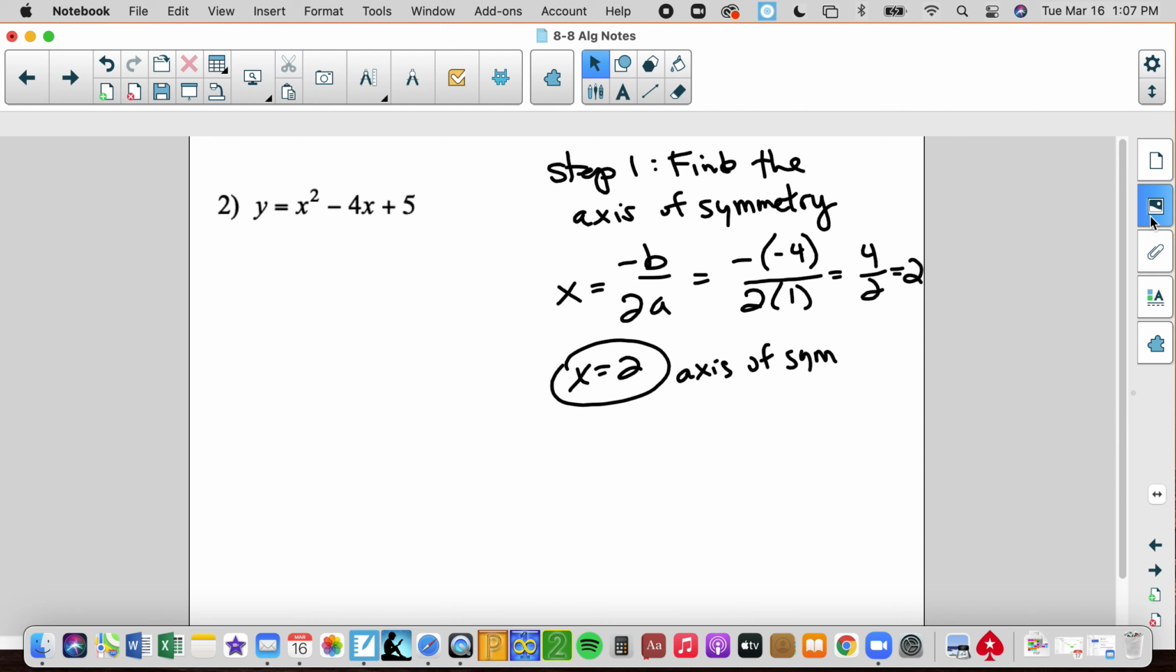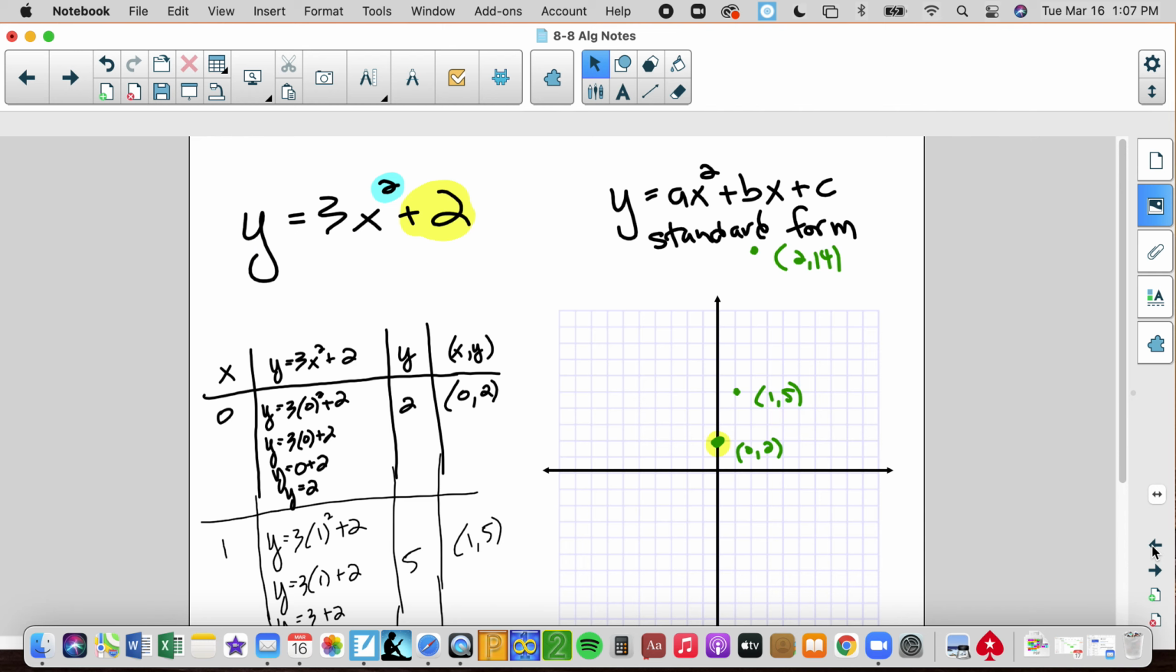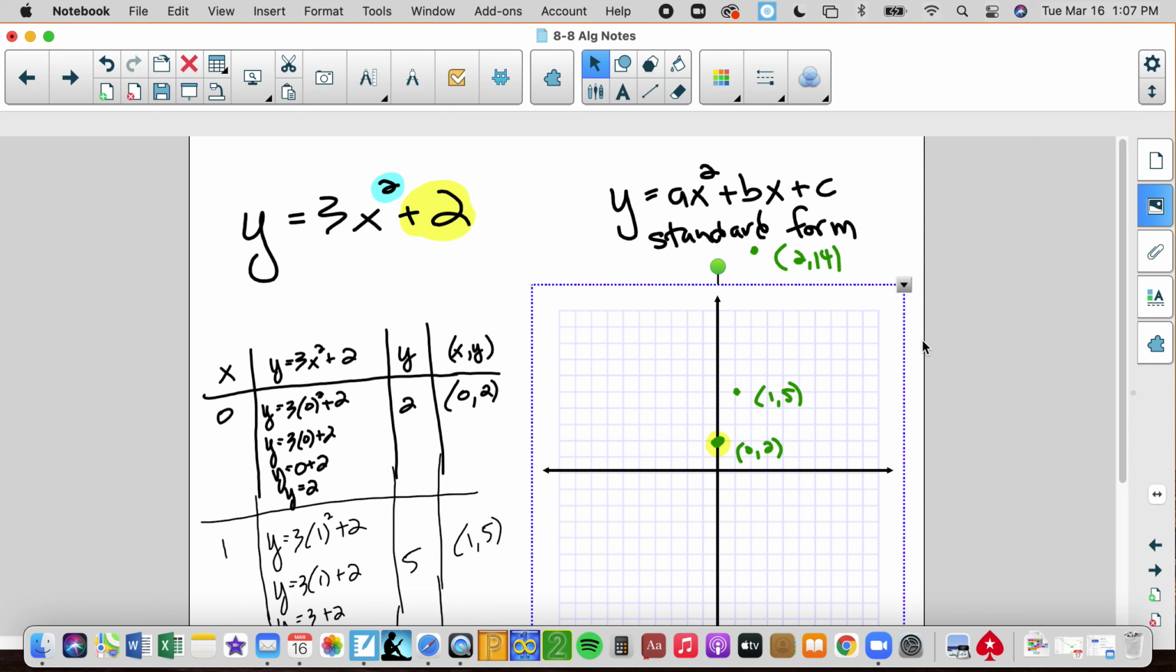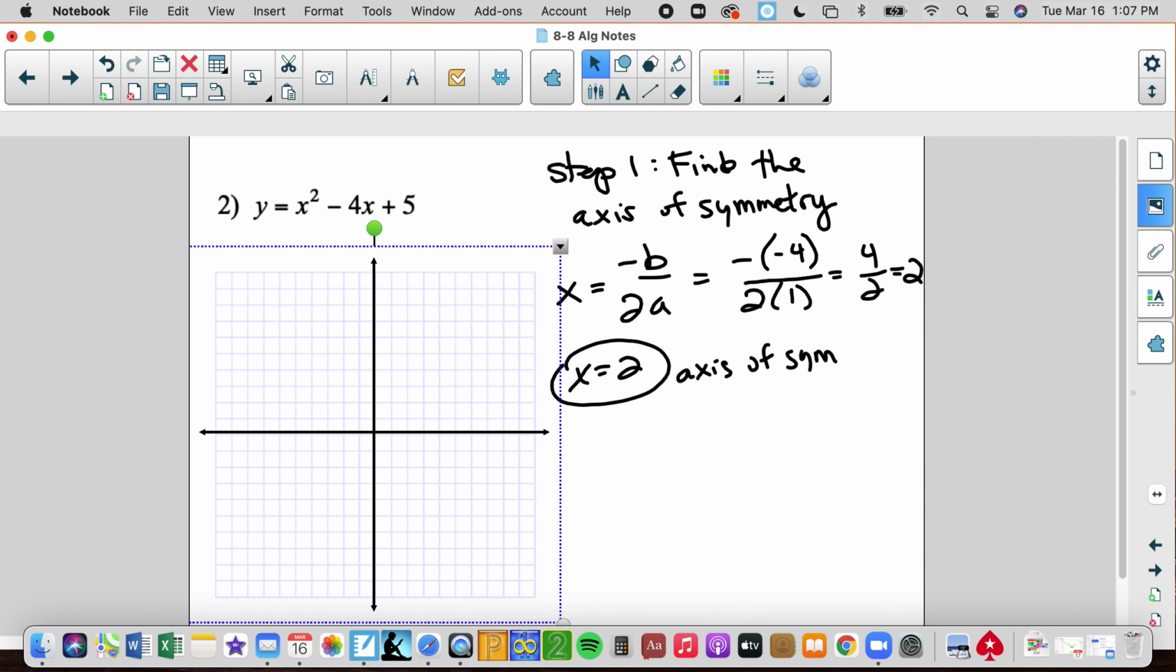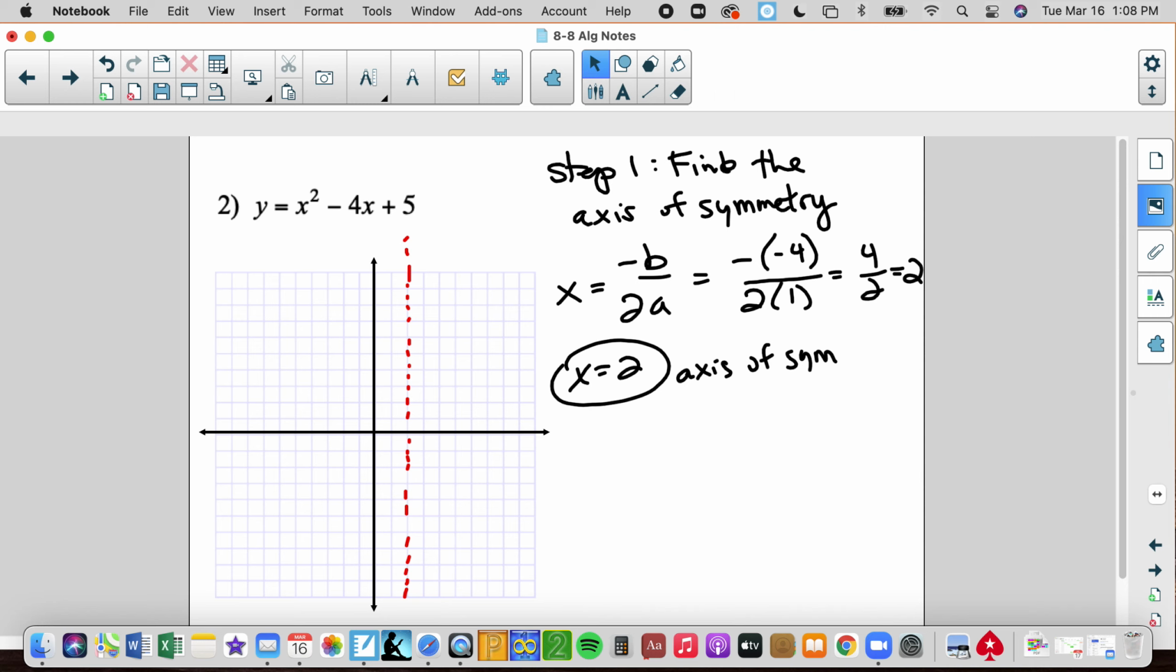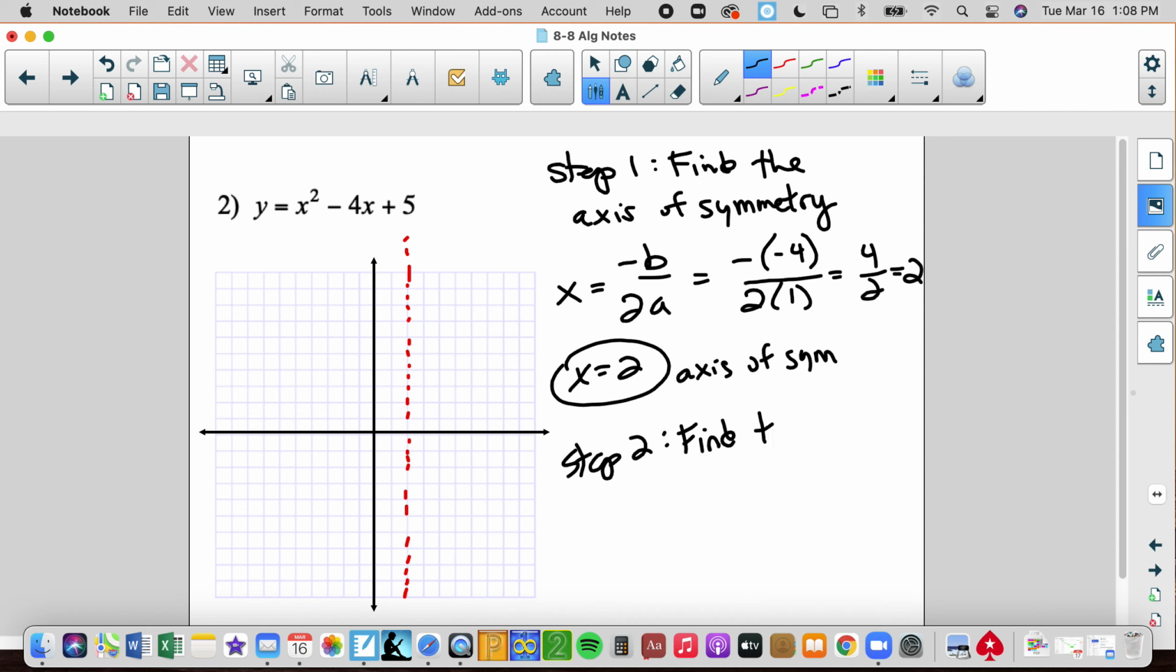So let's use the graph. I don't have a graph. Let's copy my graph and paste it here. So I know that that symmetrical place is going to be where x is equal to 2. So right along here, that's where x is equal to 2. And what we saw with the parabolas on Desmos is that the vertex will lie on that axis of symmetry. So step 2 is find the vertex.